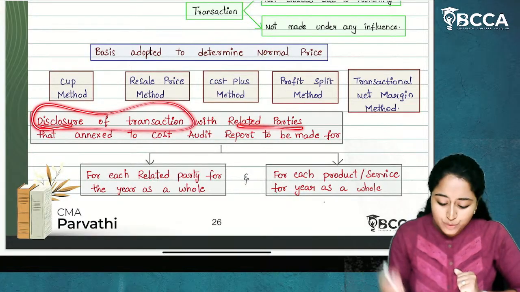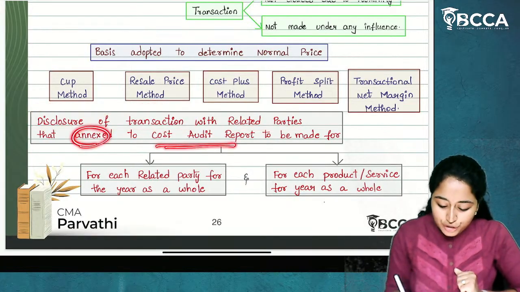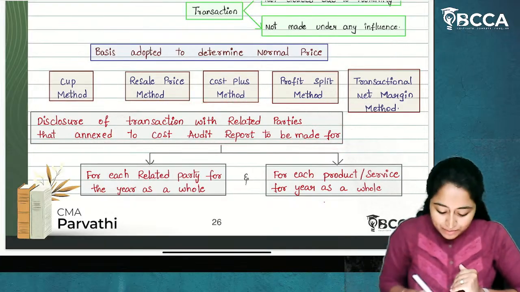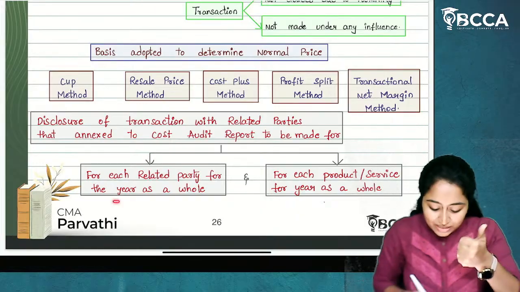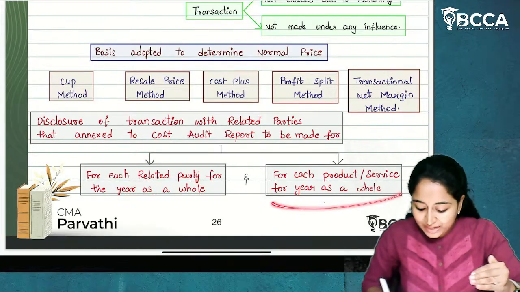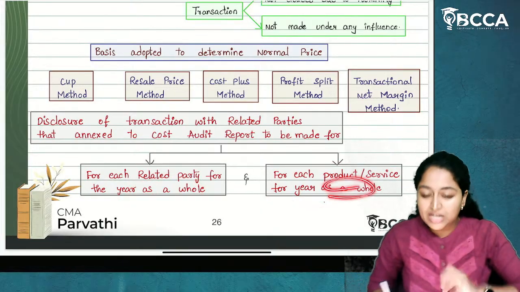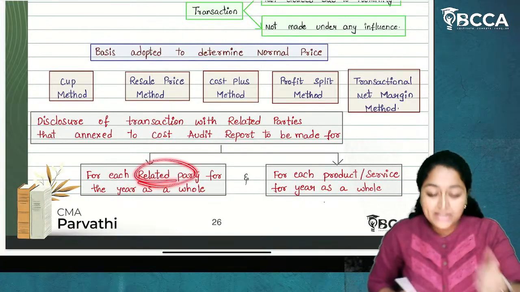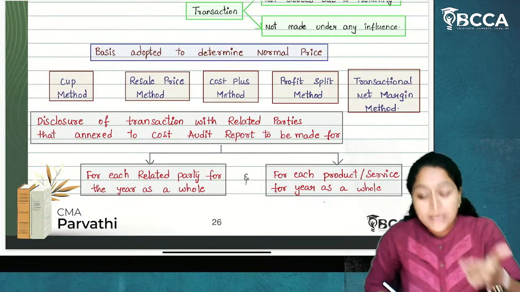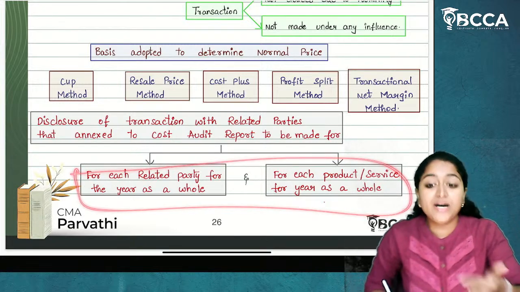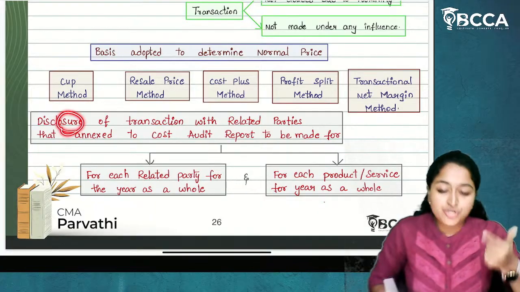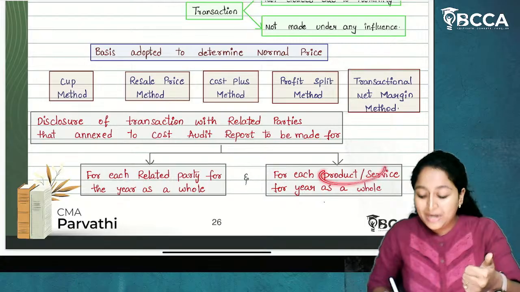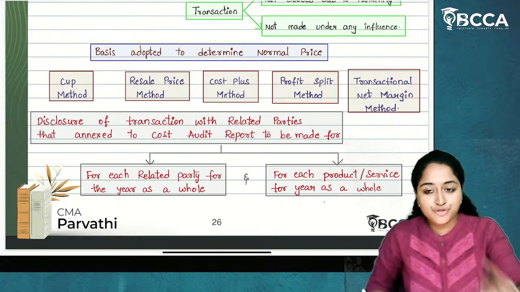Disclosure of transactions with related parties, then in the NH2 cost audit report to be made for. What kind of disclosure should be made? For each related party for the year as a whole, and for each product or service for the year as a whole. Regarding products and services also disclosure should be made, and regarding the related party also disclosure should be made. This has been tested in your MCQs. So how should disclosure of transactions with related parties be made? Both for the related party and for products or services, the disclosure should be made.